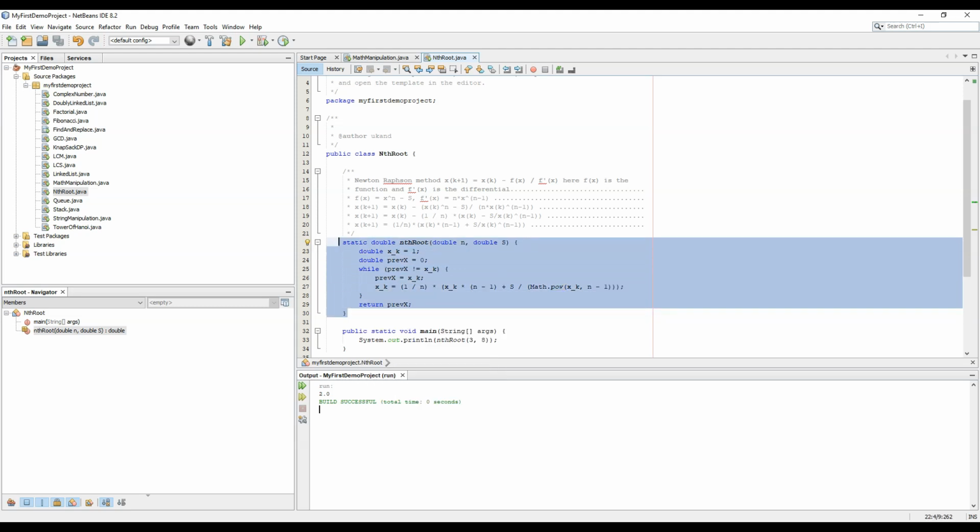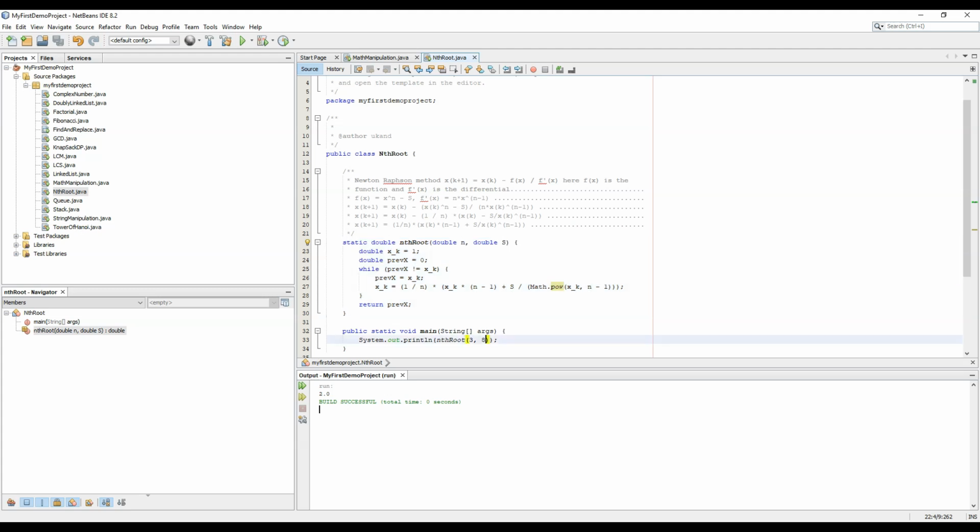You can take a look at the simple code. We have defined a double xk. Initial guess is 1. We have defined a previous x equal to 0. We have created a while loop for previous x not equal to xk. Previous x is equal to xk and xk is equal to 1 by n into ((n minus 1) times xk plus s divided by Math.pow(xk, n minus 1)). So it's a simple method to calculate the nth root. It will give the nth root of any number that's possible.